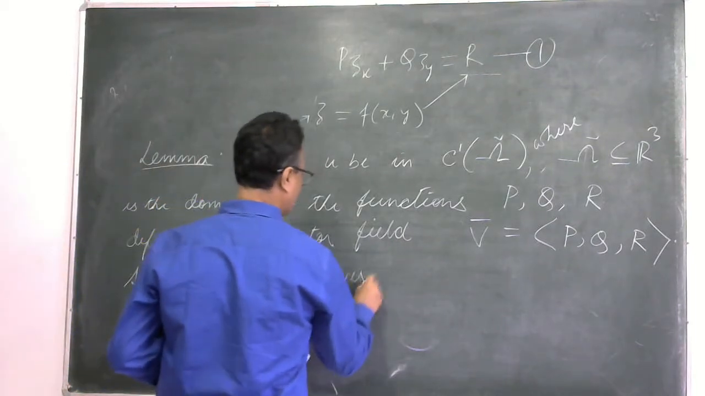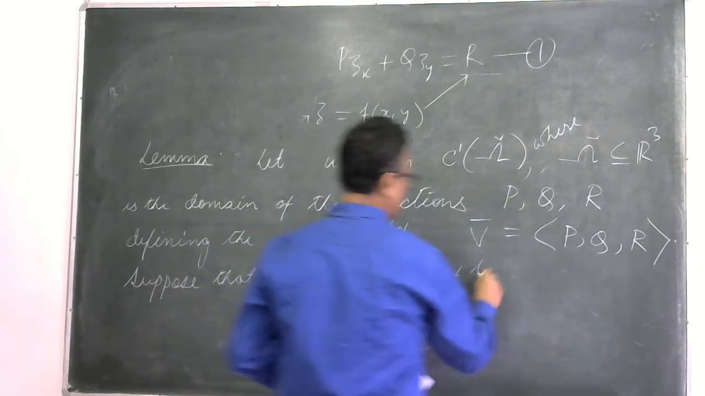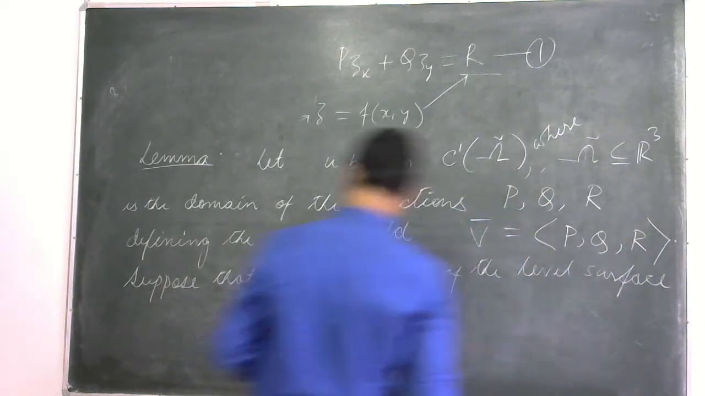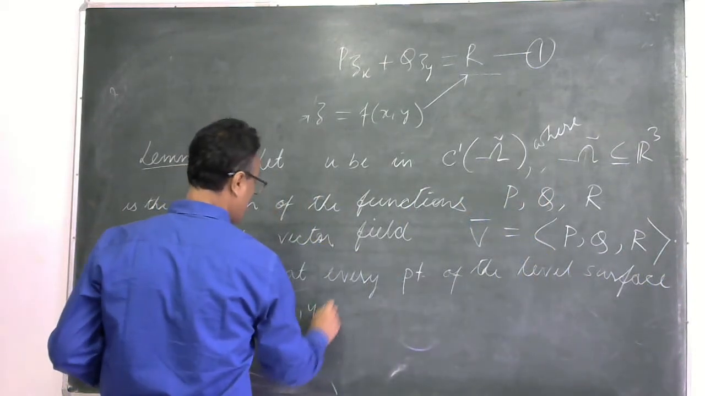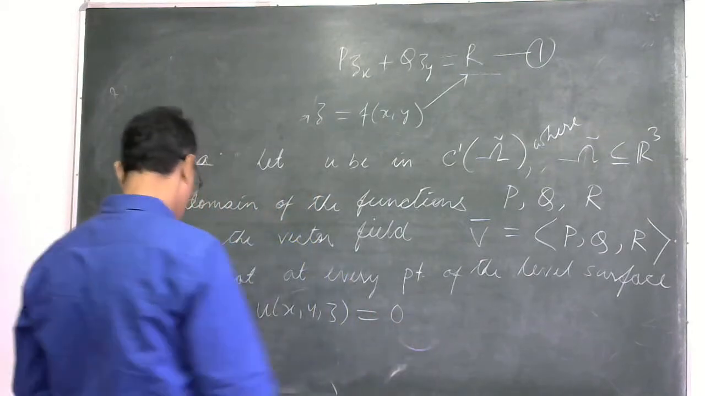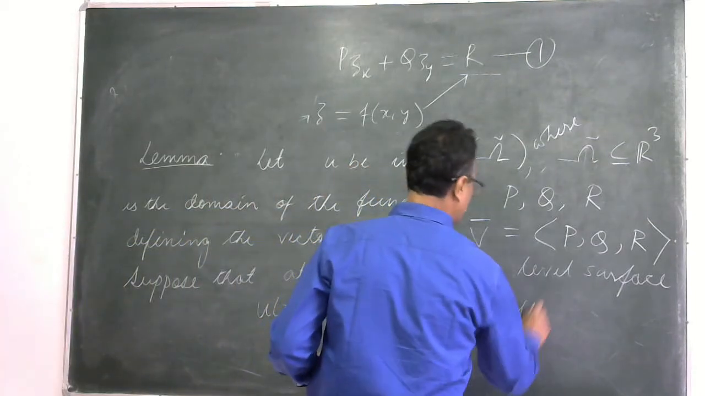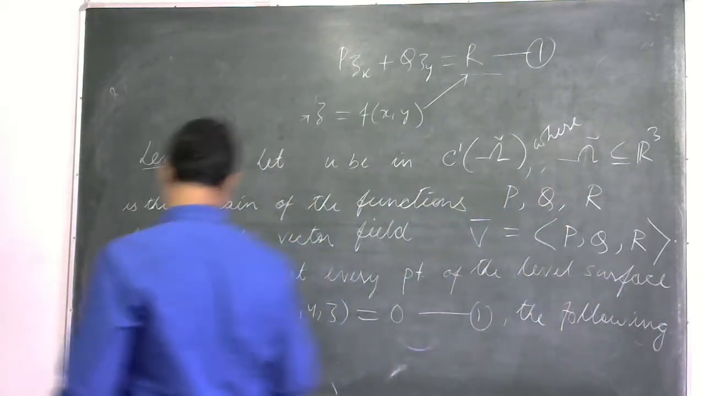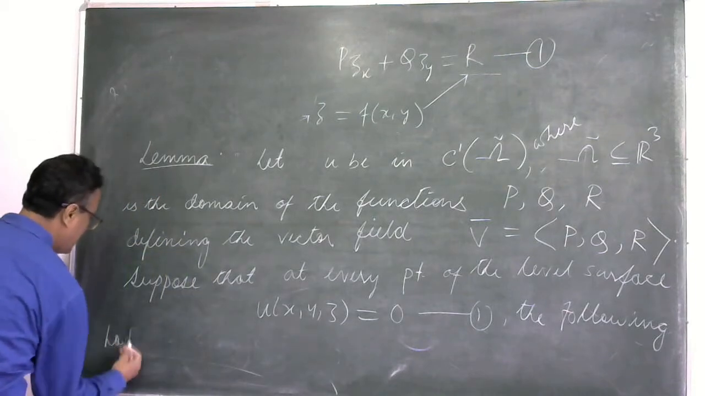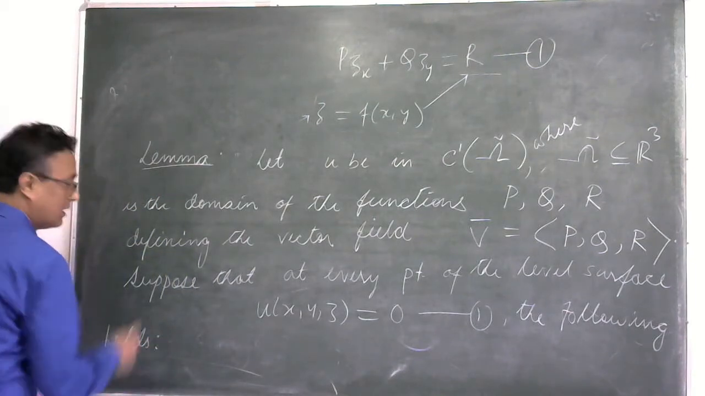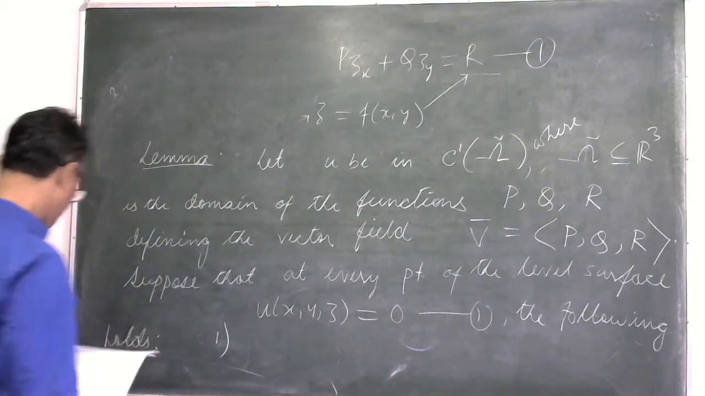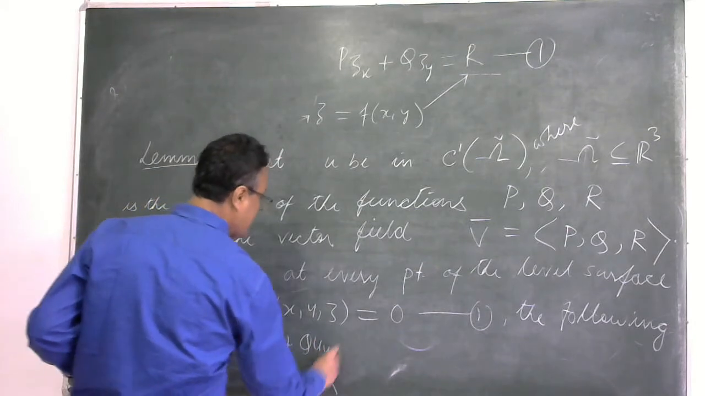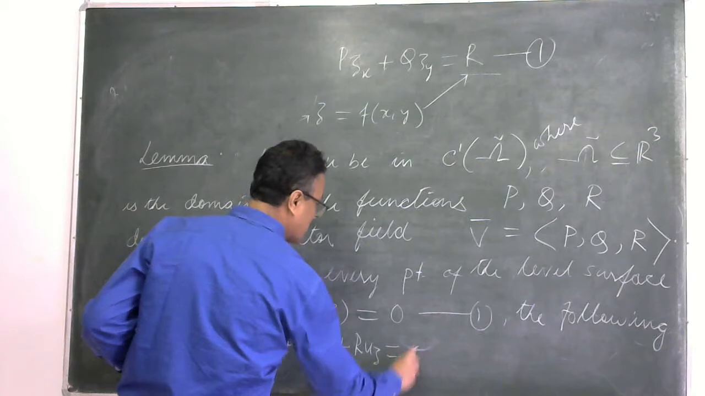And then suppose that at every point of the level surface given by u(x,y,z) equal to 0, the following holds. What are they? Number one, of course, P u_x plus Q u_y plus R u_z, so this is equal to 0.